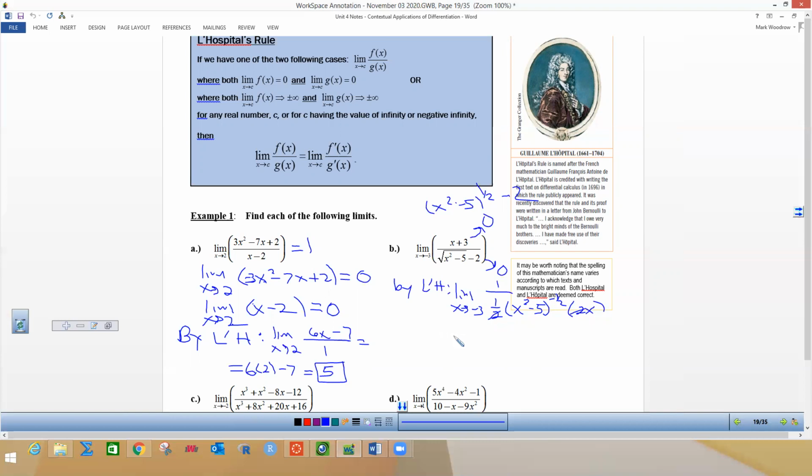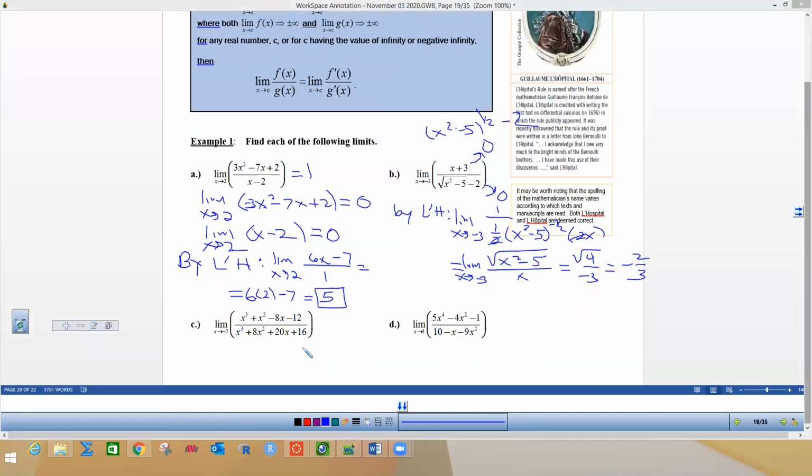So we're going to have x on the bottom, and we're going to move that up to the top. So this would be the square root of x squared minus 5, because a negative can be moved. And down here on the bottom, we still have that x right there. And we have not plugged anything in, so we still have the limit as x approaches -3. So we plug that -3 in there, we get the square root of 4 again, because that's 9 minus 5, all over -3. So this would be -2/3. Okay, we come on down here and do the same thing.